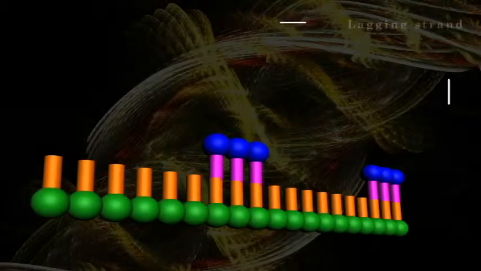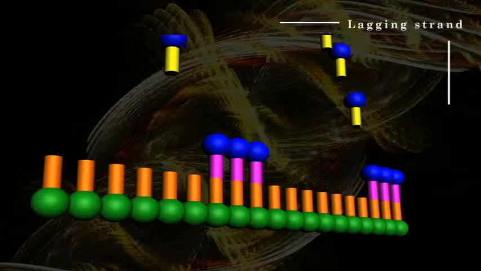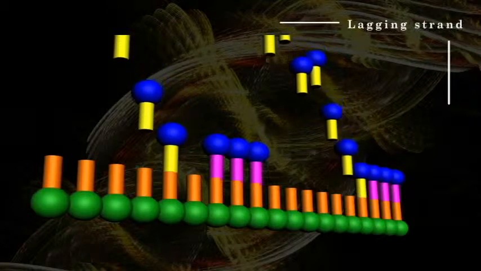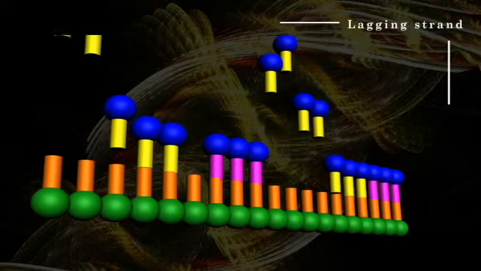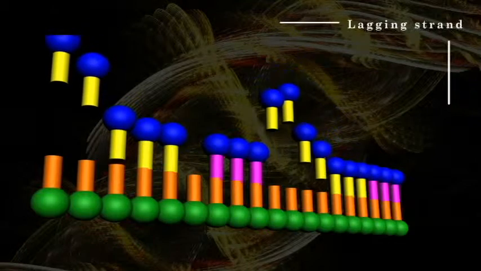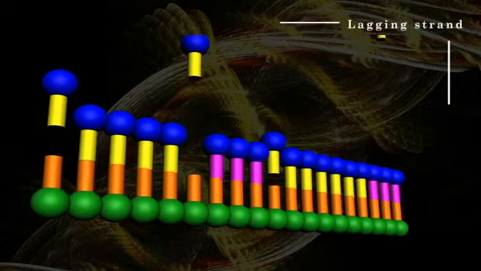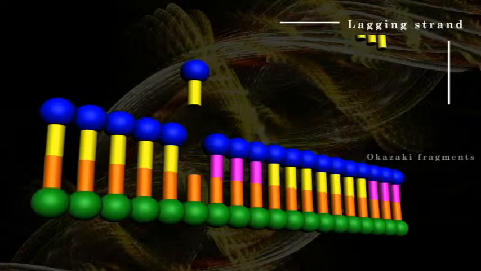Things get complicated with the lagging strand because nucleotides can only form a strand from 3' to 5' sequentially. The replication goes backwards on the lagging strand. Multiple RNA primers, starting points, start the replication of Okazaki fragments backwards.